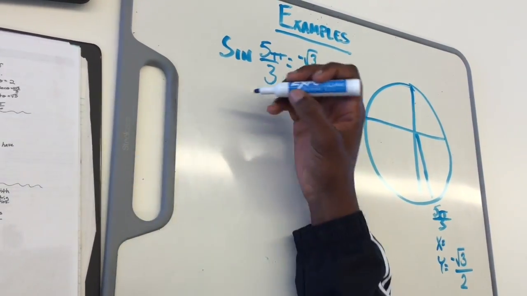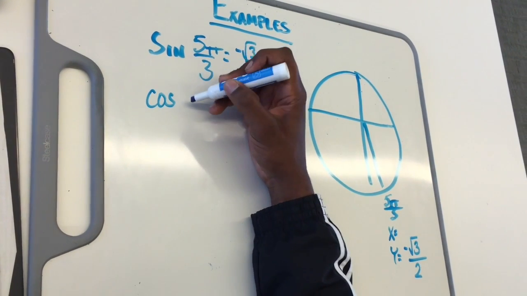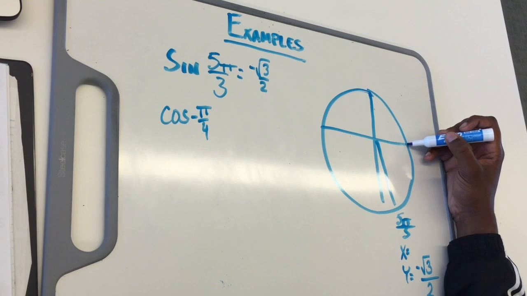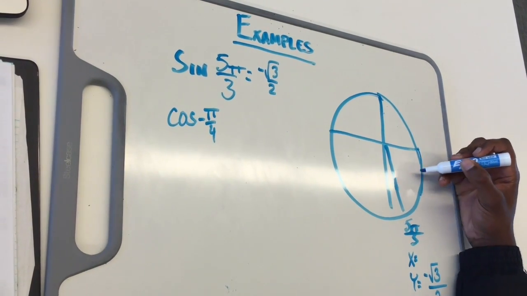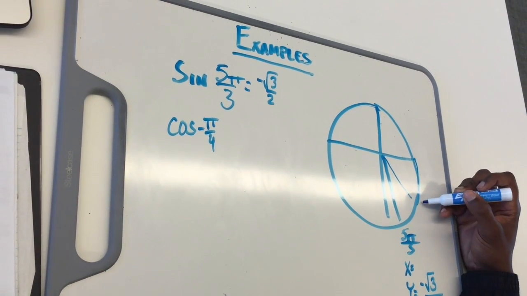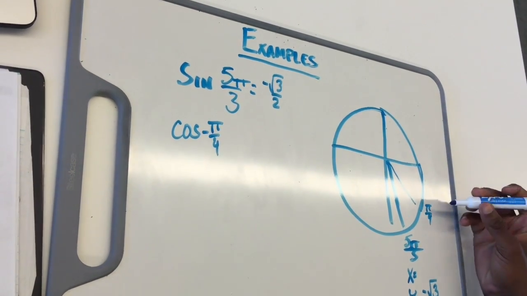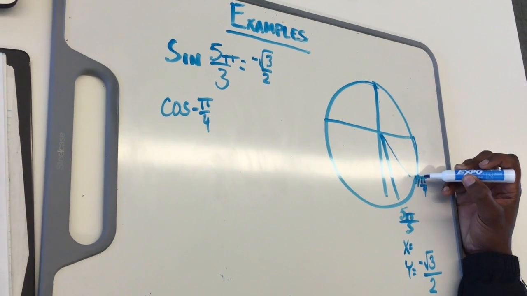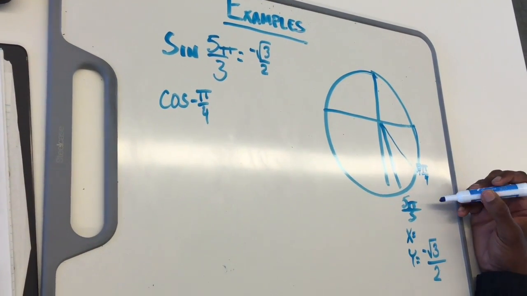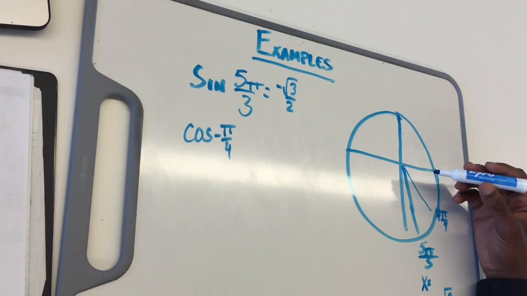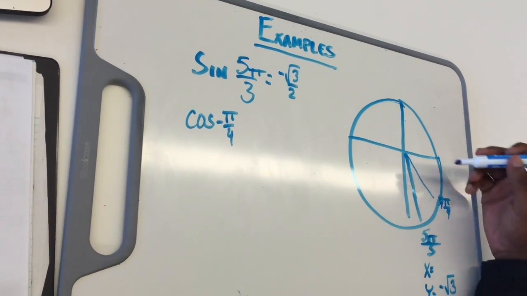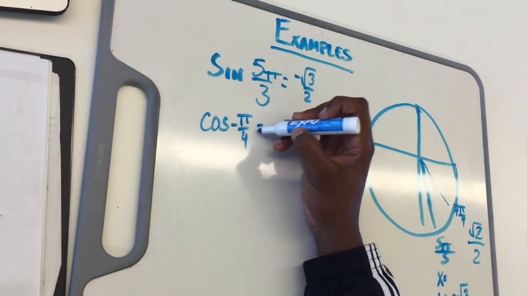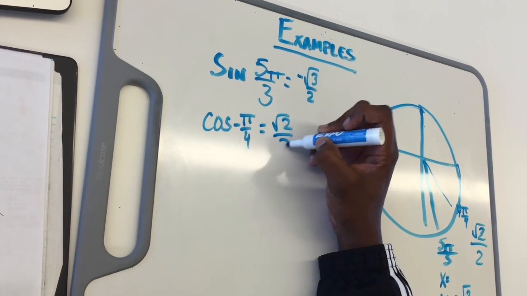So for cosine of negative pi over 4, to solve this, you would start right here, and you would go this way to pi over 4, because that is negative pi over 4. Well, what it really is actually 7 pi over 4. And I know the cosine is the x, and what's the x for this? I know that it's the second furthest from the origin, so I know that's root 2 over 2. So that would be the answer for that.